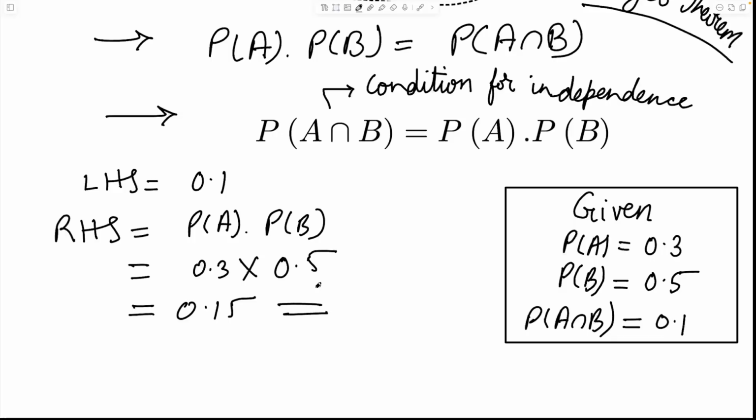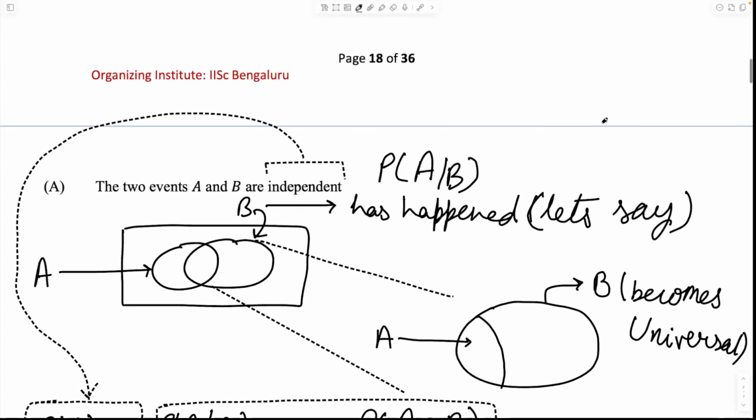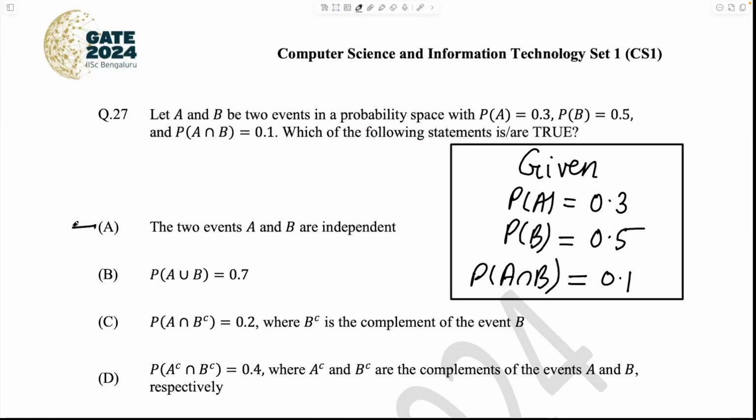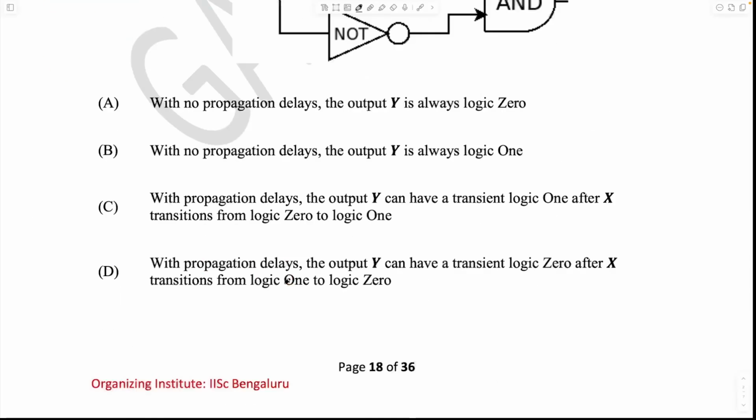And this thing is not equal to your LHS, hence your condition for independence is not met. So this statement is false. We can directly write that the truth value of this statement is false. Now the second statement, statement B. It states that P(A union B) is equal to 0.7. Let's solve for that.